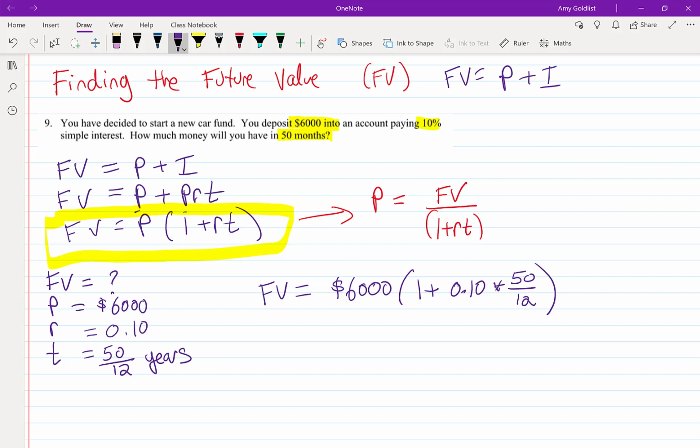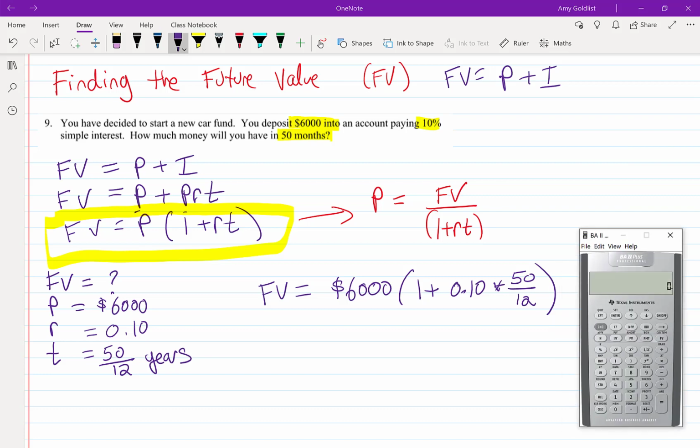I'm going to put that into the calculator now. Let's pull up our calculator. And I like to work from the inside out. And you can use your brackets to do this any way you want. 50 divided by 12 is this, times 10%, add 1, equals, now I'm going to multiply that by 6,000. And I end up with $8,500.